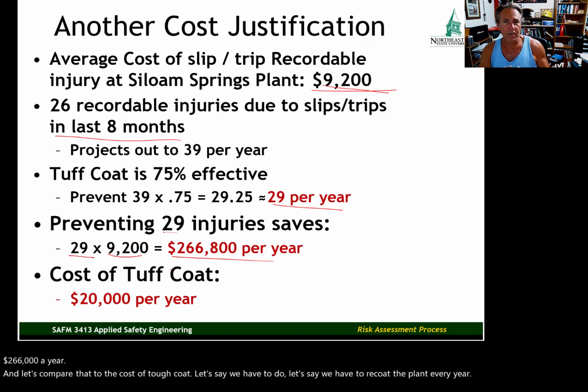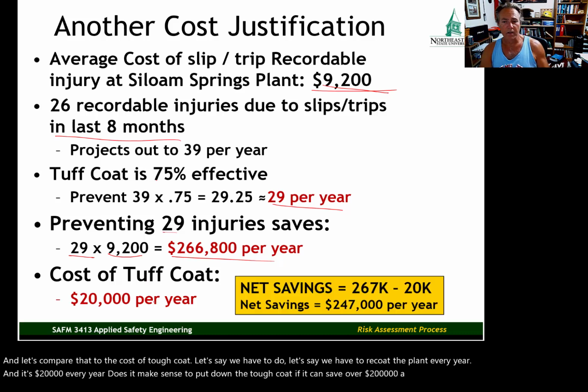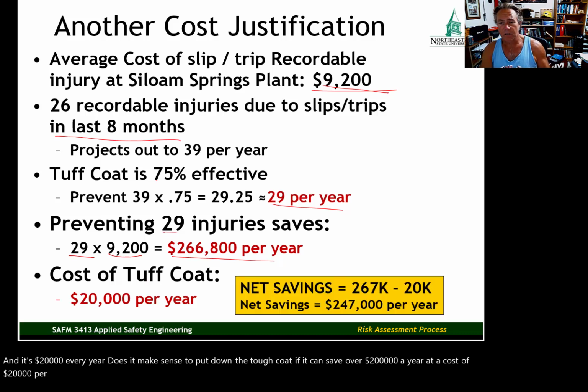And it's $20,000 every year. Does it make sense to put down the Tough Coat? If it can save over $200,000 a year at a cost of $20,000 per year, with a net savings of approximately $250,000 per year, it makes sense.